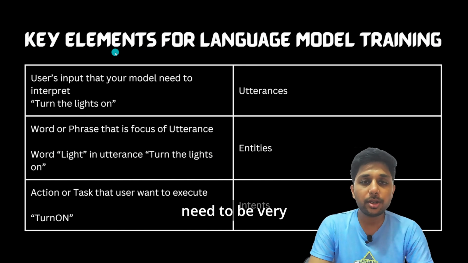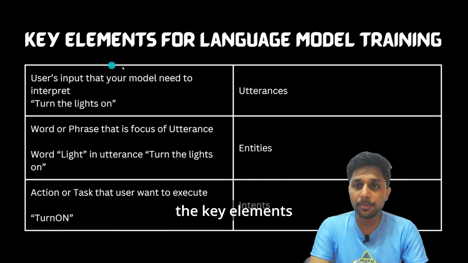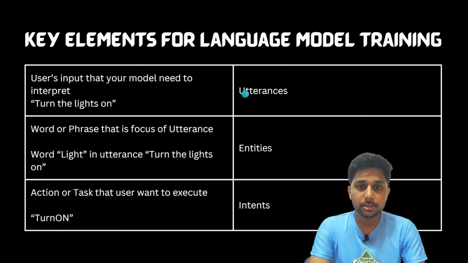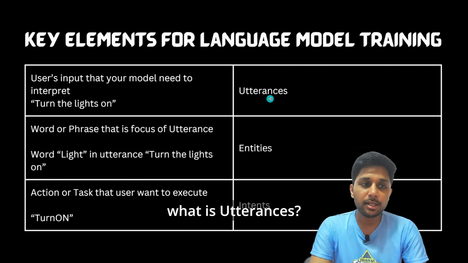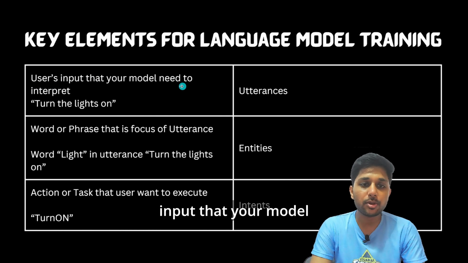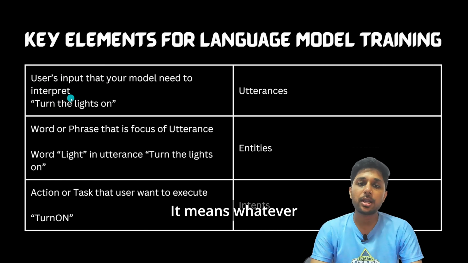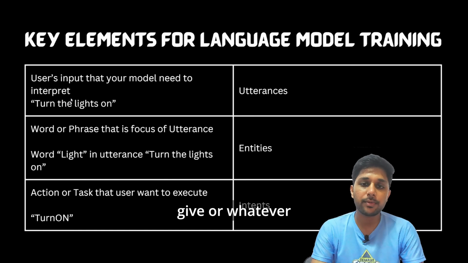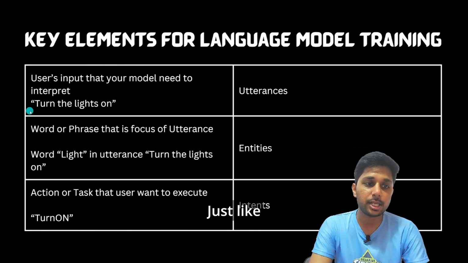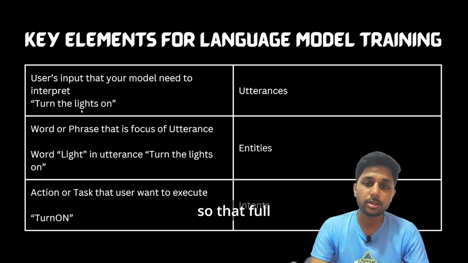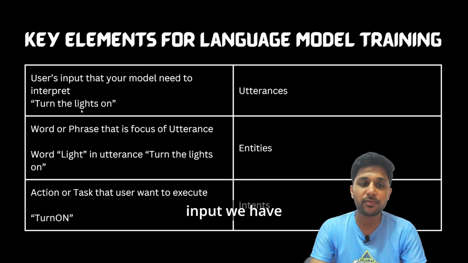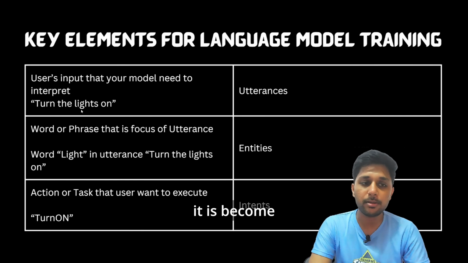For that you need to be very familiar with the key elements for language model training, that is utterance, entities and intents. So what is utterance? It's a user input that your model needs to interpret. Whatever command you give or whatever input you provide to the model becomes your utterance. Just like in our case, if we say turn the lights on, that full sentence, whatever input we have provided to the model, becomes the utterance.